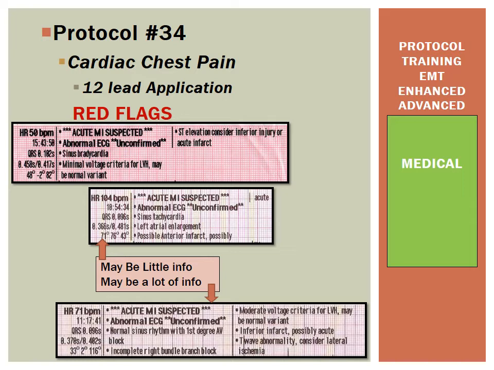The second one, acute MI suspected again. The difference between the middle one and the last diagnosis here is you may have a lot of information printed out, you may have a little information printed out, but these both say acute MI suspected.